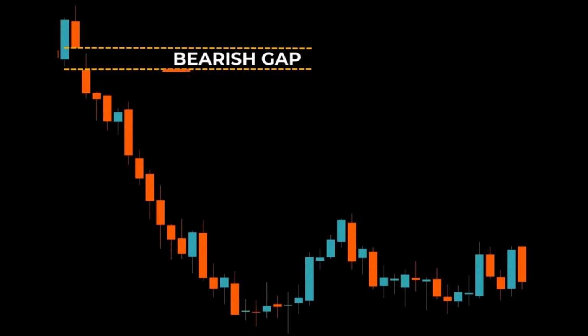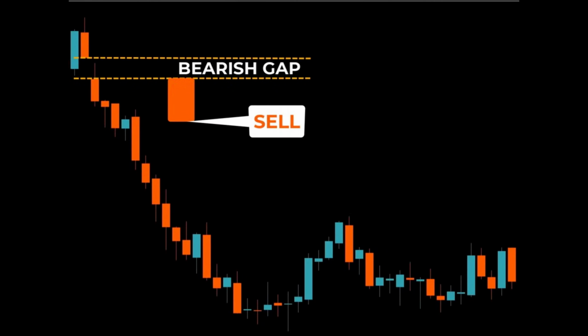If the candle that follows the gap moves down and forms a strong bearish candle, that's your go-to signal for an immediate sell entry. The market is showing clear momentum to the downside. But if the price reverses and the candle moves upward, breaking past the previous candle, then we have a strong bullish engulfing pattern, signaling a buy opportunity instead.